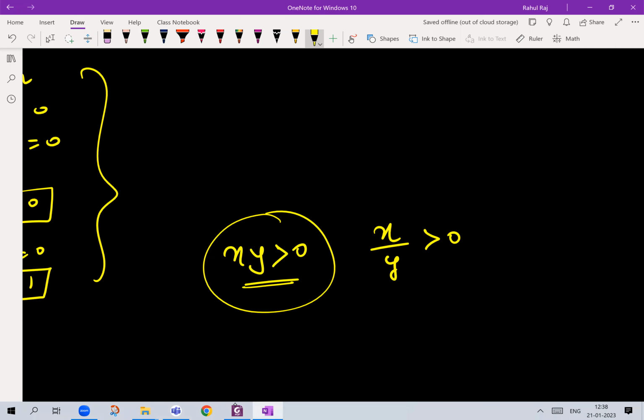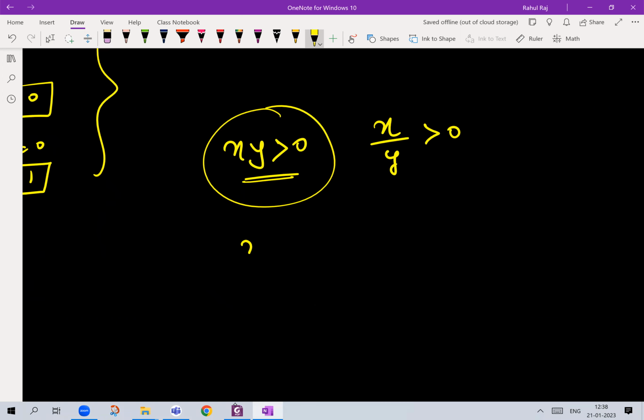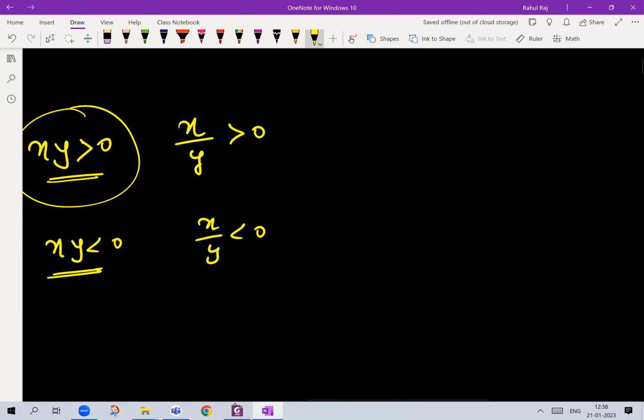I hope it's clear. xy less than 0 means x and y are of opposite sign. x by y less than 0 means what? x and y are of opposite sign. Now, here you can actually be a bit tricked. Now imagine when I say x over y greater than 0, what do you conclude? That x and y are of the same sign.